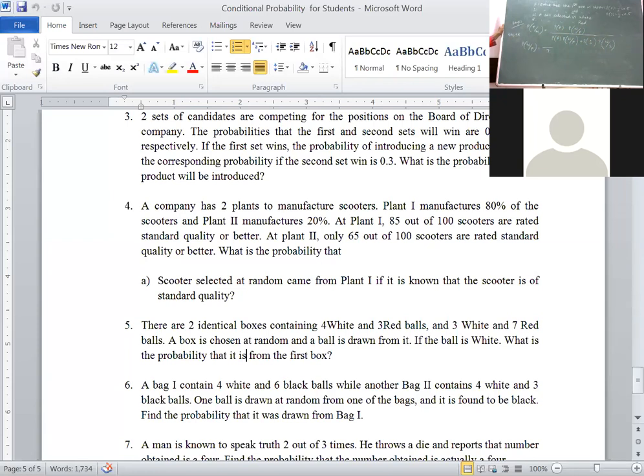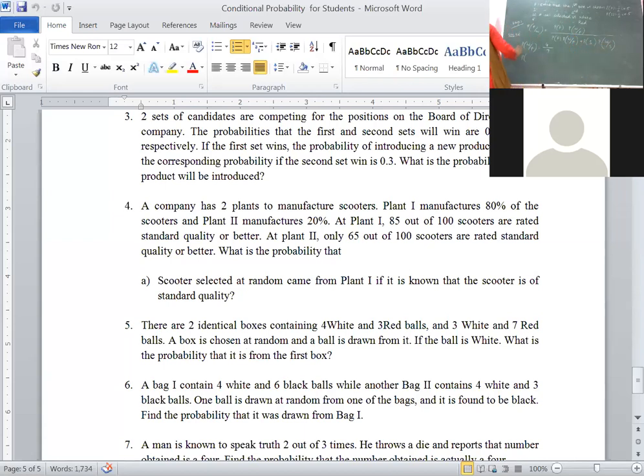The totality of all possible outcomes of your random experiment. 4 white, 3 red, but the total number of balls, the exhaustive number of cases, is 7. Among those, I need to choose how many white balls? 4 white balls. Then 4 upon 7. Similarly, we need to calculate W upon S.